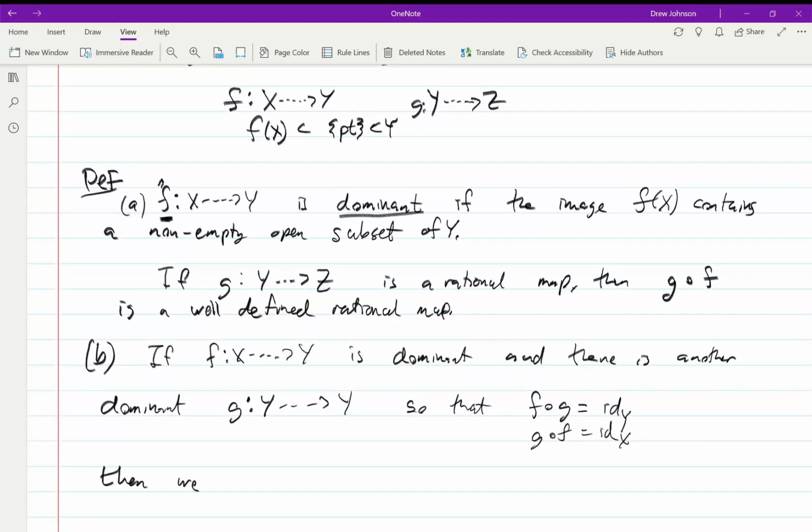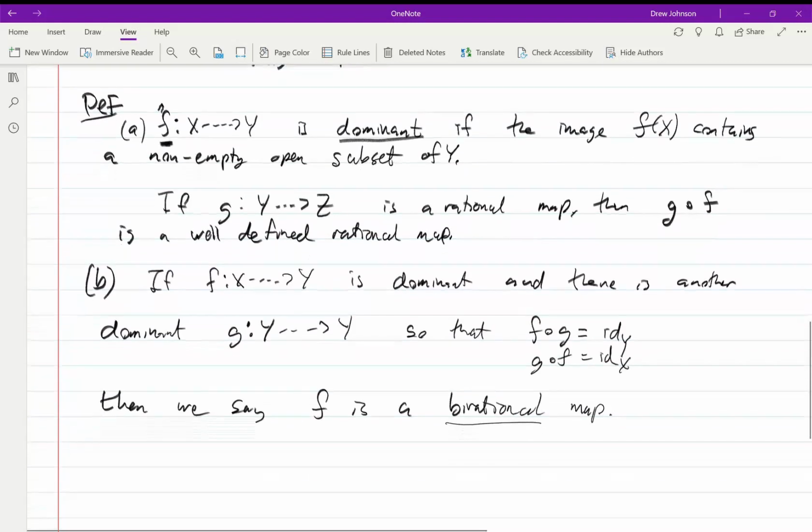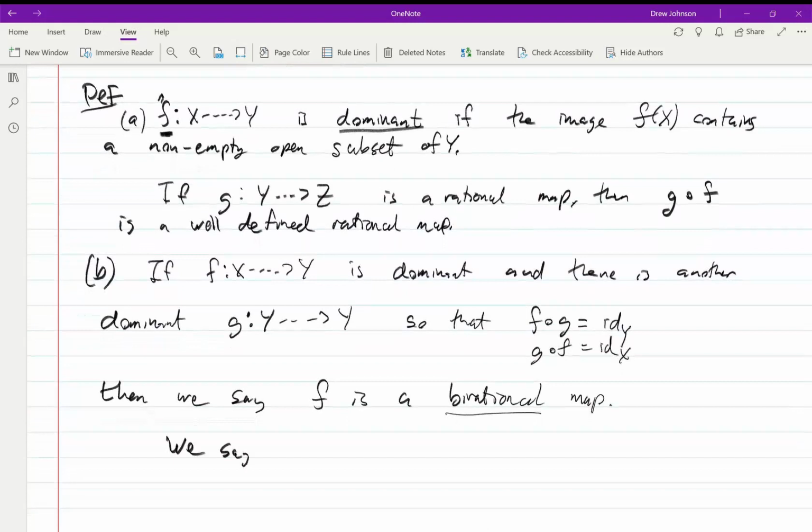Then we say f is birational, a birational map. We say X and Y are birational to each other. All right, so this is something kind of like some analog of isomorphism, but weaker.